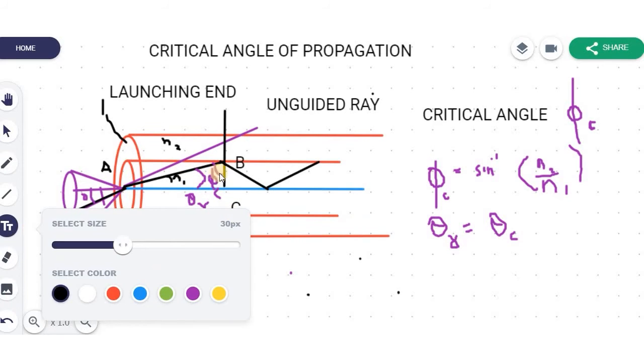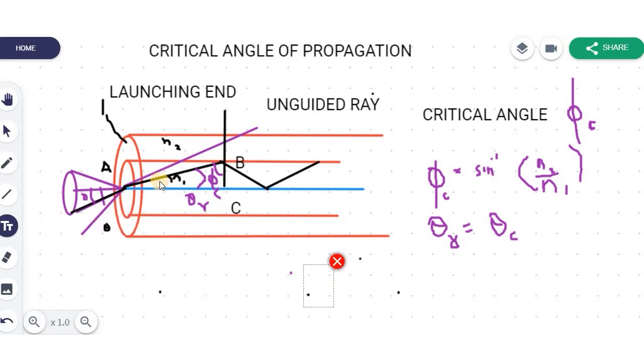It is understood from the figure itself. When theta c increases, where this is 90 degrees, phi c will decrease, right? When phi c decreases, the condition of total internal reflection won't be satisfied. Hope that is clear. This is the critical angle, and theta c is the critical propagation angle.